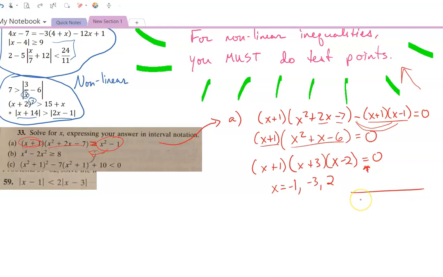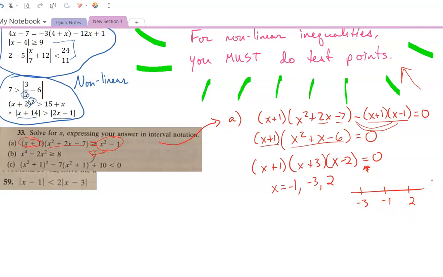Let's do this over here. Okay, so here's my number line. Please make sure you put them in order from smallest to greatest. So -3, -1, and 2. And it does not matter if they're evenly spaced out or not. We just need to know that there's room for numbers in between those.